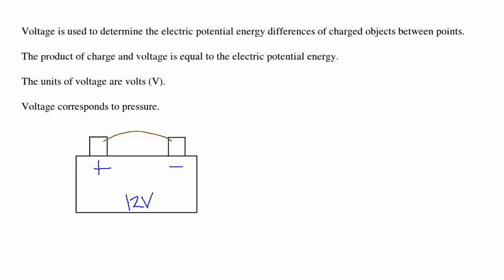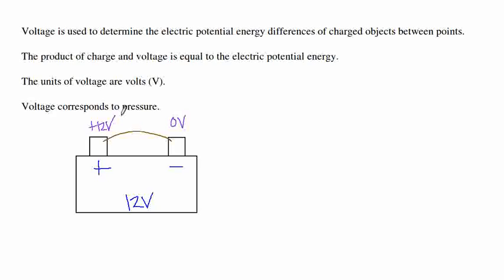So we might say that the negative node is at a value of 0 volts, and we might say that the positive node is at a value of plus 12 volts. The difference is what has to be 12 volts. So you multiply those values by the charge of an electron and you can find the change in potential energy. Now, what did I mean when I said that voltage is like pressure?